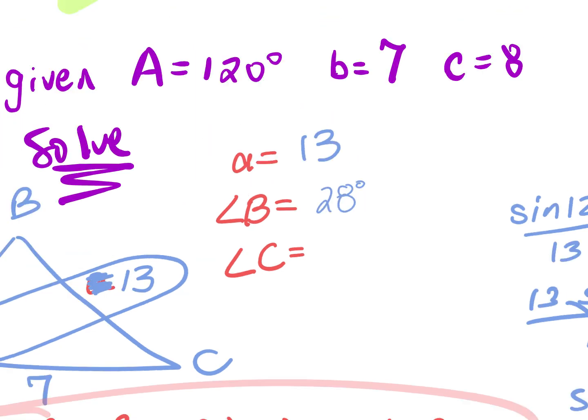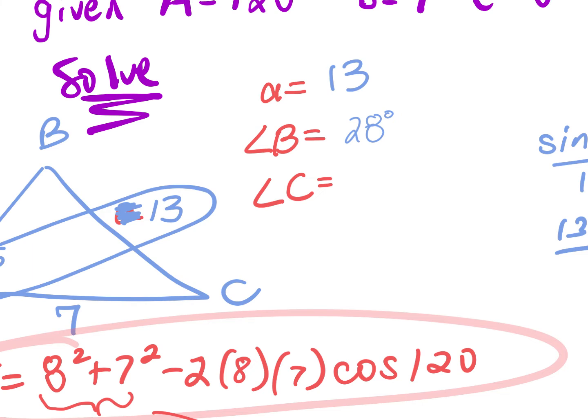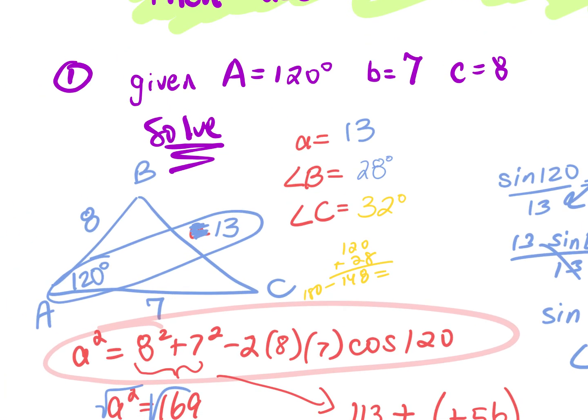Now, you can go through the law of cosines again. You could do the law of sines again. But what would be the easiest thing to do to find angle C? Add the two together. 120 plus 28 gives me 148. And then I'm going to subtract 180 minus 148 and get how much? 32 degrees. And there you guys just solved your triangle.